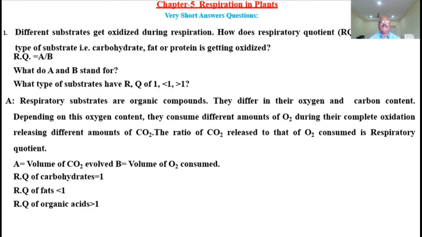RQ of carbohydrate is 1. That means when carbohydrates are the substrate, whatever volume of CO2 is evolved, the same volume of oxygen is consumed. So the RQ value is always 1. For fats, RQ value is less than 1, whereas in organic acids, RQ value is more than 1. So this is a very important question. Keep in mind, RQ is evolved CO2 by consumed oxygen.